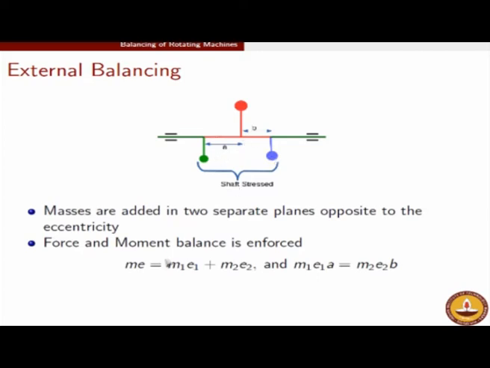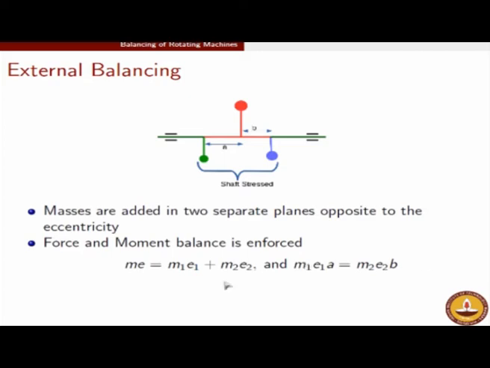This is a condition which will enforce that both the moments as well as the forces are balanced. When you enforce these two conditions, you can find out what should be m1 E1 and what should be m2 E2. In other words, if m1 and m2 are fixed, you can find out E1 and E2 from these two conditions. And if you have a and b fixed, you should be able to solve these equations and find out the required eccentricities.